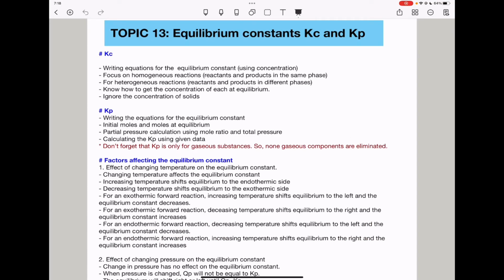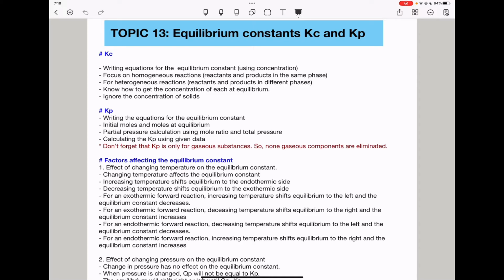Topic 13, equilibrium constants Kc and Kp. In the exams, questions about Kc will ask you to write equations for the equilibrium constant, and in this case, we'll be using the concentration terms at equilibrium. They can ask you equations involving homogeneous reactions, where reactants and products are in the same phase, or for heterogeneous reactions where reactants and products could be in different phases.